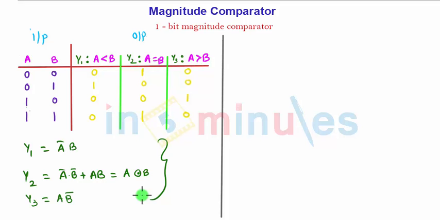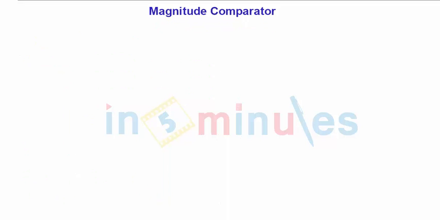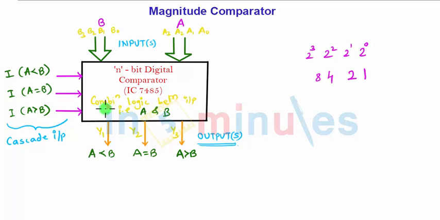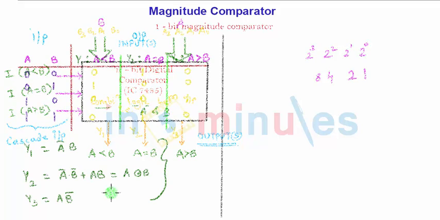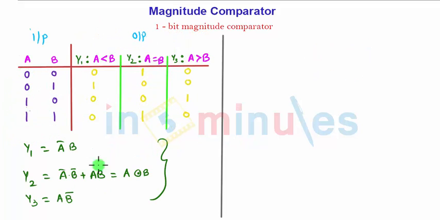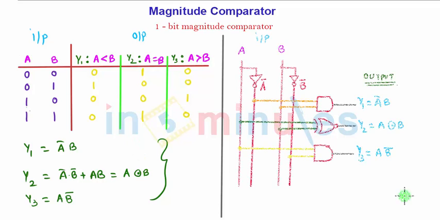You can also implement these three outputs. That is nothing but the combinational logic I mentioned in the block diagram, the logic between inputs A and B. We perform the same operation here to get the implementation, the actual logic inside the comparator 7485. So this is how you can implement the combinational logic between inputs A and B. This is the final implementation of the 1-bit magnitude comparator.